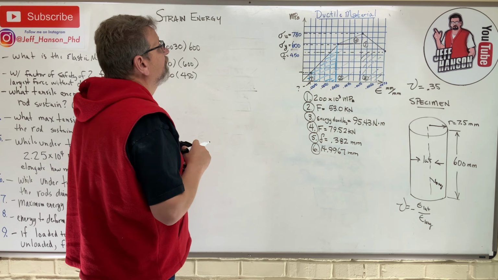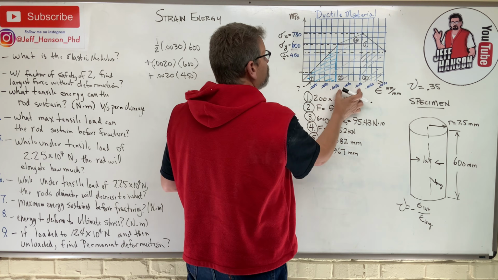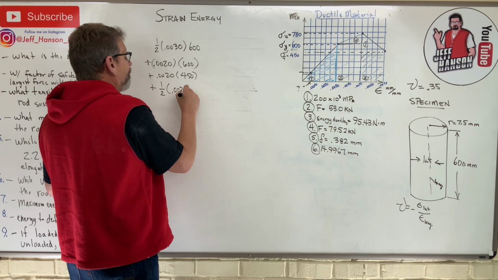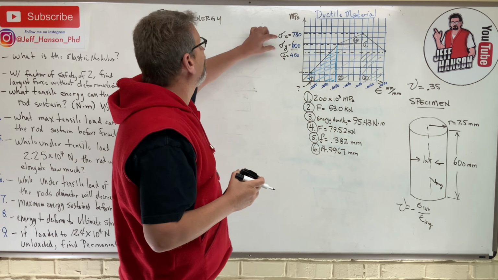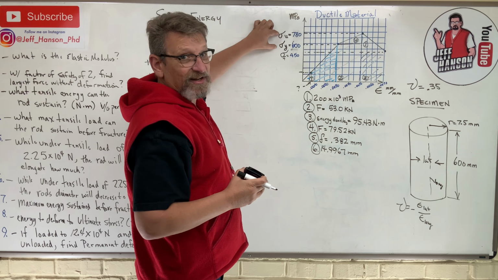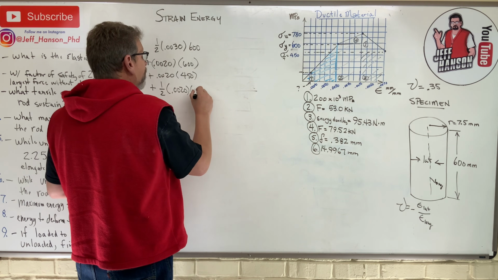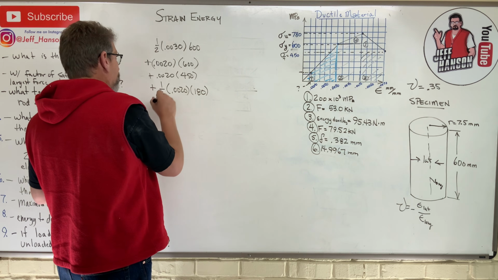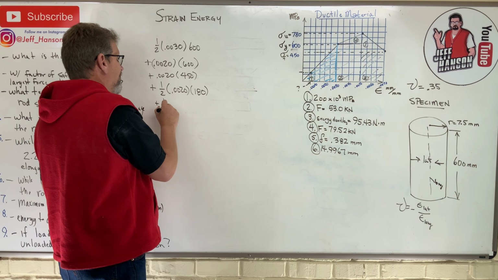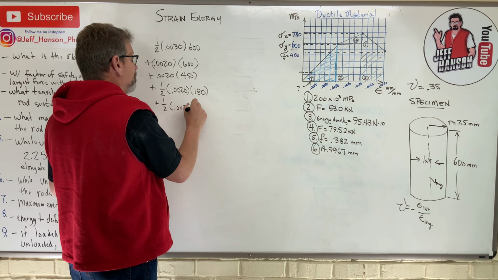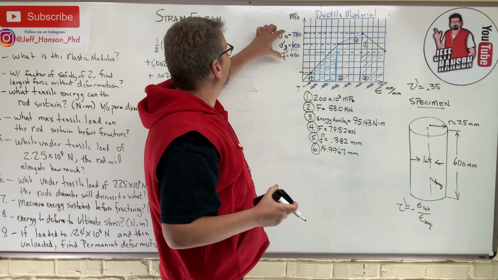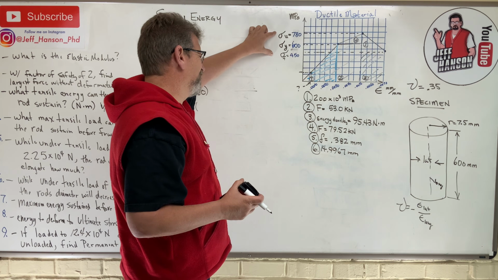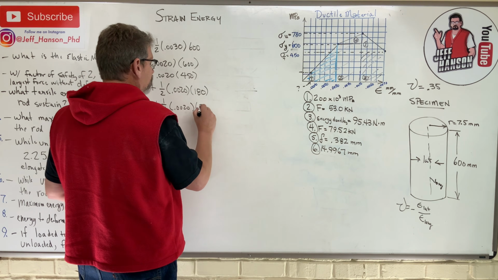Piece number 4, the width is 20, okay? 1/2 the base times the height. And what's the height of that little guy? The difference between 600 and 780, okay? 180. Okay? And number 5, which is 1/2 the base, 0.0020, times, what's the height of this guy? The difference between 450 and 780, which is 330, right? Okay?